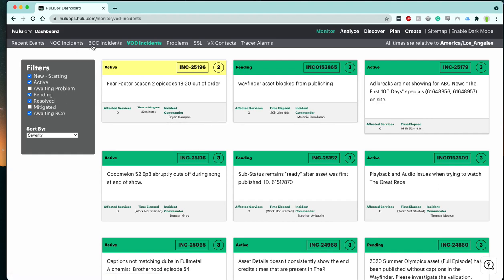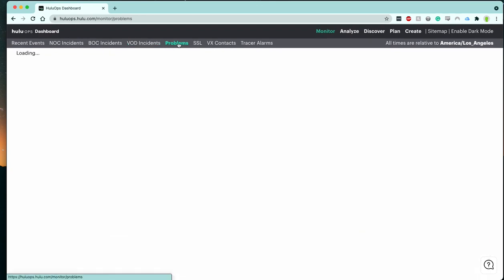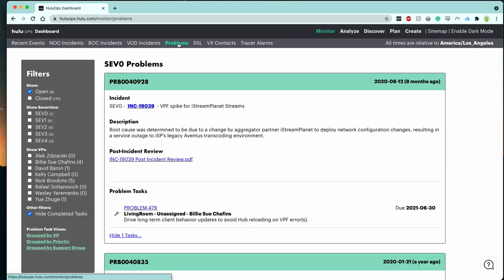So we have three categorizations of incidents. We have NOC, BOC, and VOD. We all follow the exact same process. We all go through the same training, and obviously all report in the same place. So that's fantastic. You have three different ops teams, very differently focused, that are all reporting in a single pane of glass. I'm going to switch over to problems.